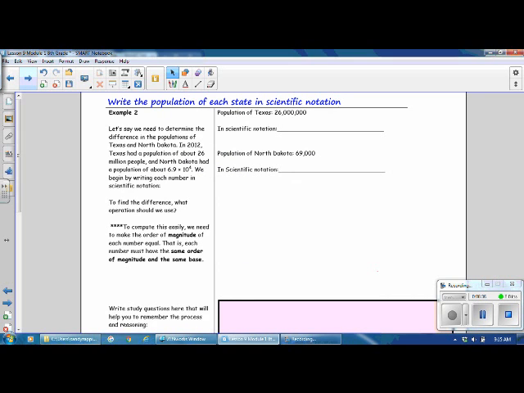In example 2, let's say we need to determine the difference in populations from Texas to North Dakota. In 2012, Texas had a population of about 26 million people. North Dakota had a population of about 6.9 times 10 to the 4th power. We begin by writing each number in scientific notation. To find the difference, what operation should we use?